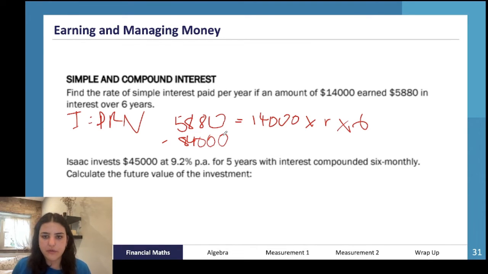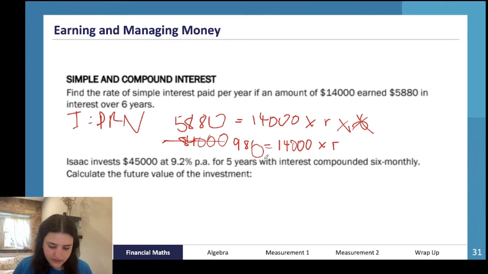And then we want to divide that. We'll do this the other way. Instead of that, we'll divide 5,880 by 6. So we divide both sides by 6, and this becomes 980 equals 14,000 times the rate. And then we can divide 980 by 14,000, and that gives us 0.07, which is also equal to 7%.